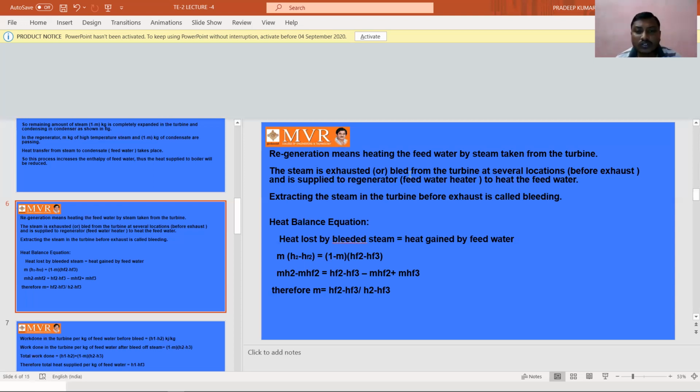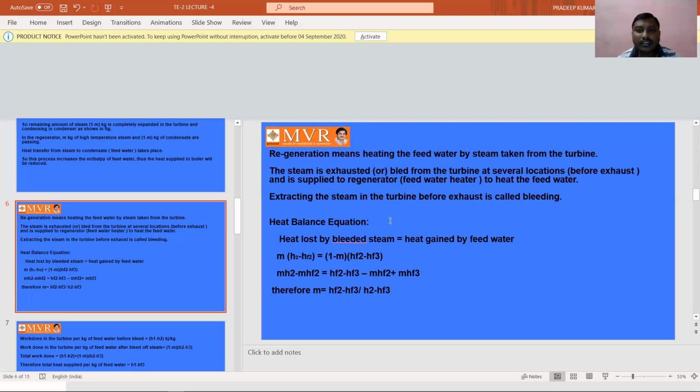The steam is extracted or bled from the turbine at several locations before exhaust and is supplied to the regenerator to heat the feed water. Extracting steam in the turbine before exhaust, meaning the steam before exhausting into the condenser, is also called bleeding. This is known as bleeding.